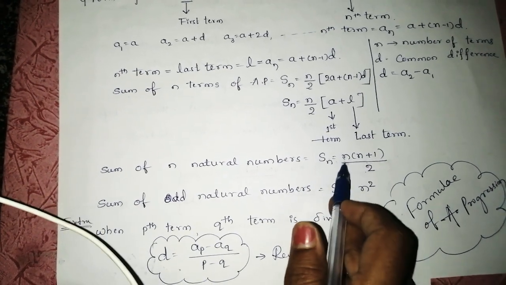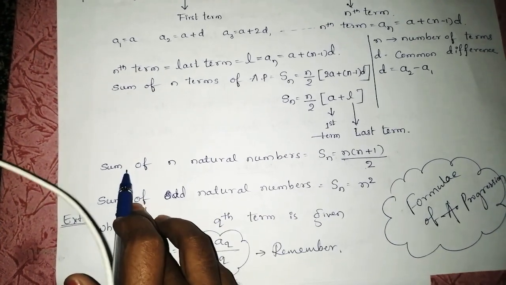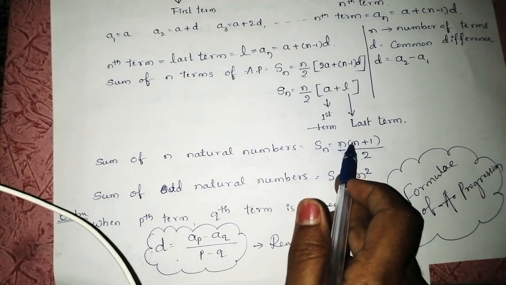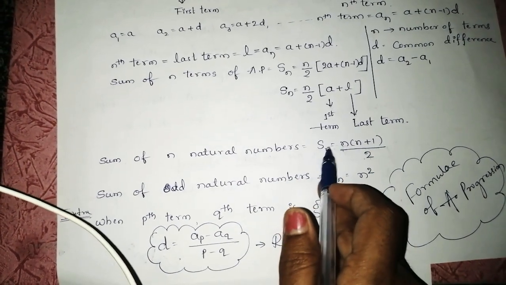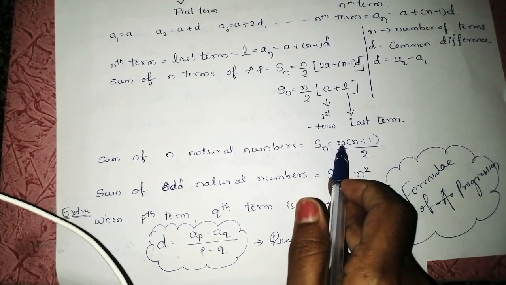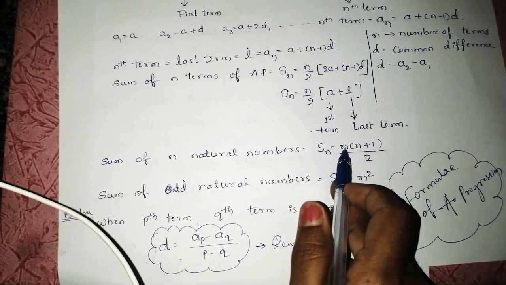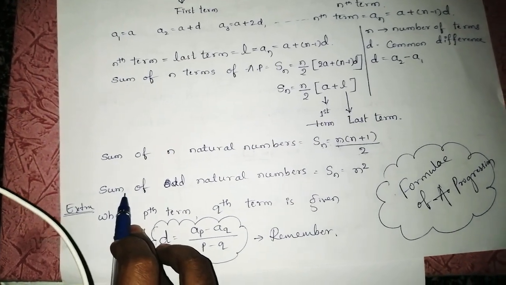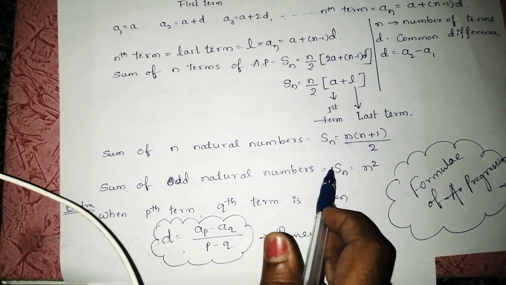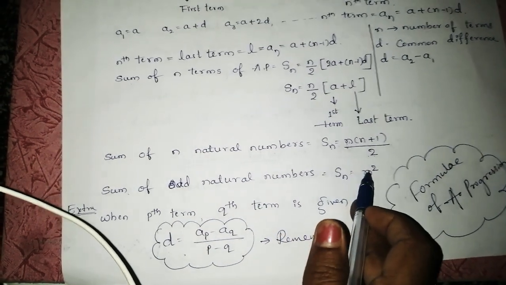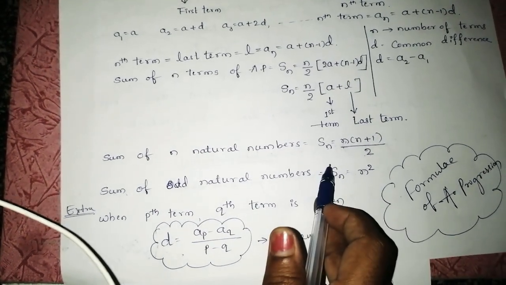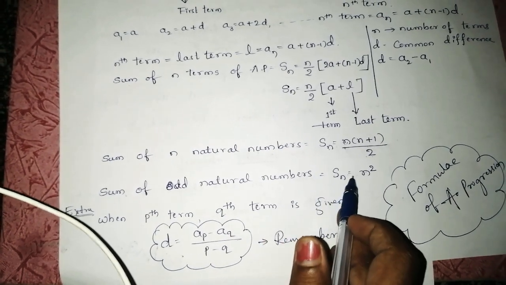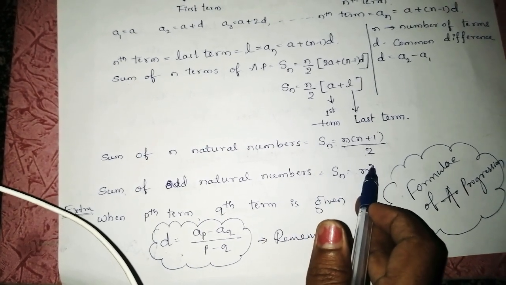You should remember it, it may be asked for 1 mark. The sum of n natural numbers, Sn, is equal to n into bracket n plus 1 by 2. Here n is the number of first natural numbers. You know that the natural numbers are 1, 2, 3, 4, and so on. And also the sum of odd natural numbers is denoted by Sn, which is equal to n square. For example, to find the sum of first 10 odd natural numbers, take n equal to 10, that is 10 square, which is 100.